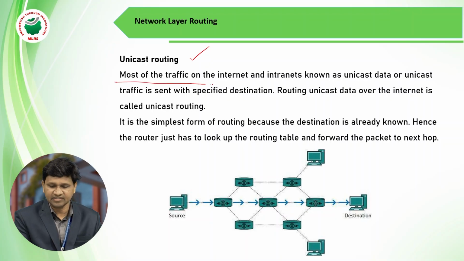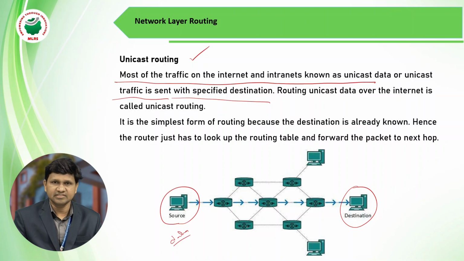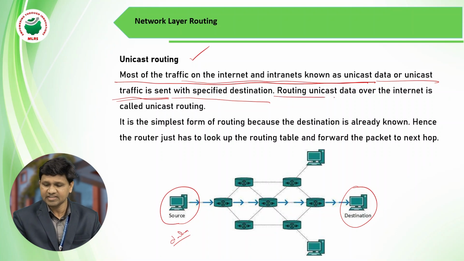Most of the traffic on the internet and intranet is known as unicast data, or unicast traffic, which is sent with a specific destination. For example, I have a source and a destination. If you send a message or exchange data from source to destination, in between there are n number of routers, devices, or stations available. Routing unicast data over the internet is called unicast routing.